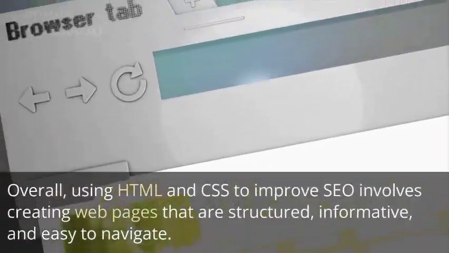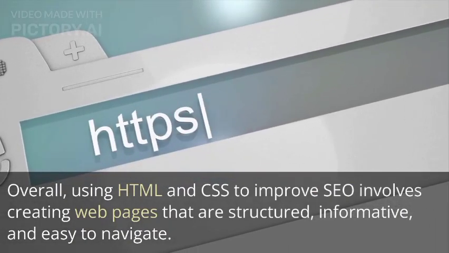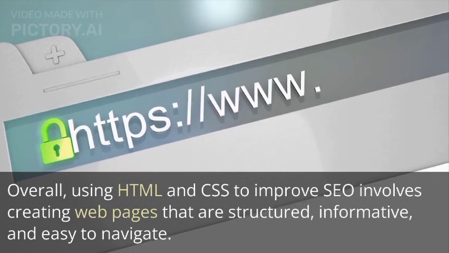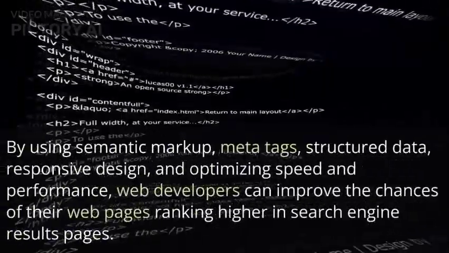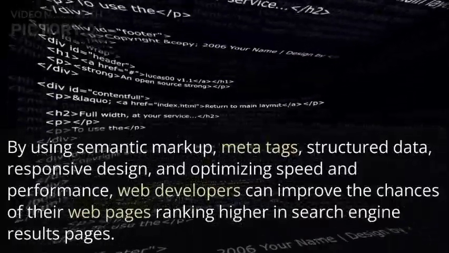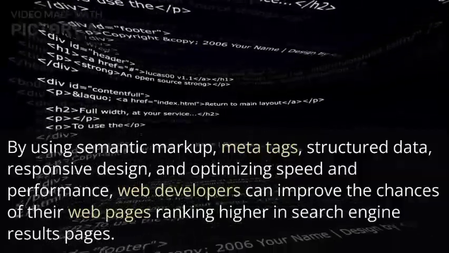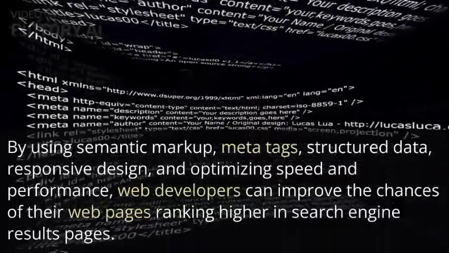Overall, using HTML and CSS to improve SEO involves creating web pages that are structured, informative, and easy to navigate. By using semantic markup, meta tags, structured data, responsive design, and optimizing speed and performance, web developers can improve the chances of their web pages ranking higher in search engine results pages.